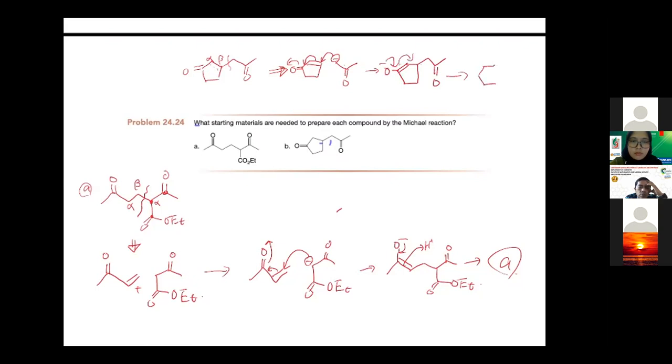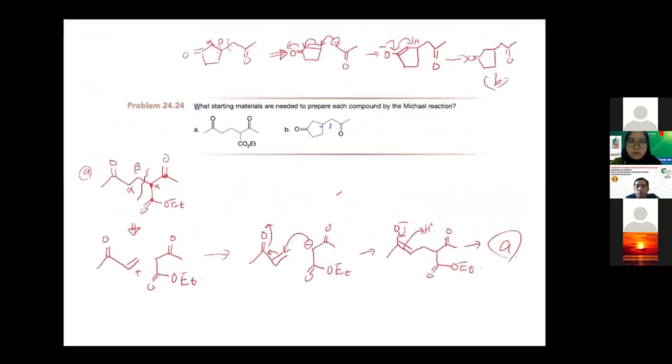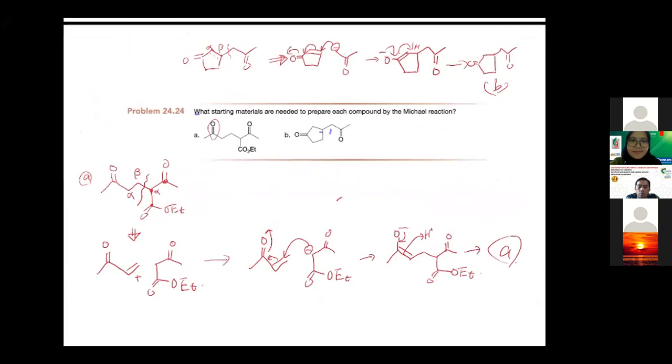Next is the target compound B. This is the Michael reaction. Yes, very interesting. But at first we focus on the carbonyl group here, and that's the alpha beta position. And this one is the activated alpha proton. And this one is the alpha beta position here. This is the alpha position. So probably this is the cutting here. We can make the Michael acceptor and enolate here.